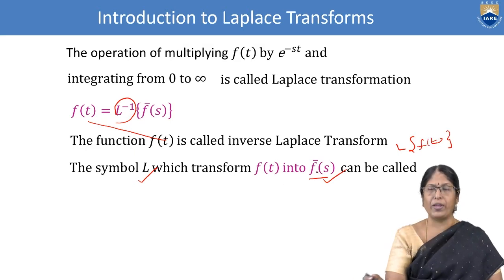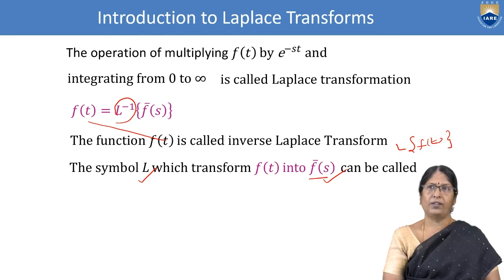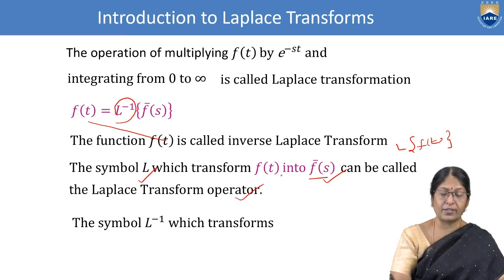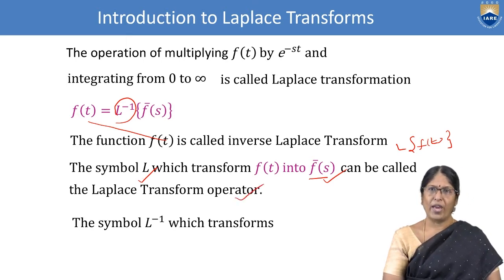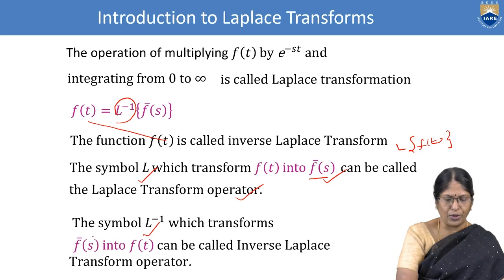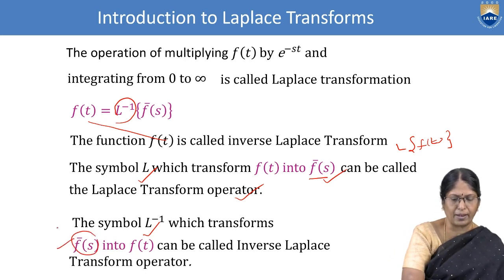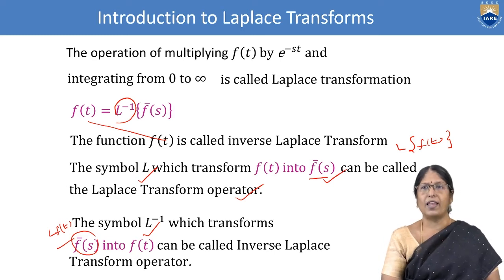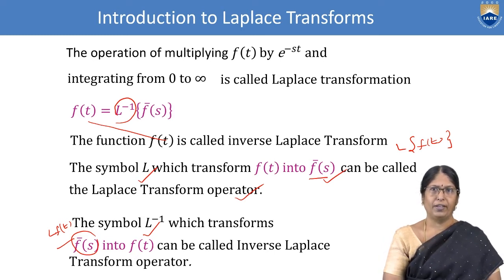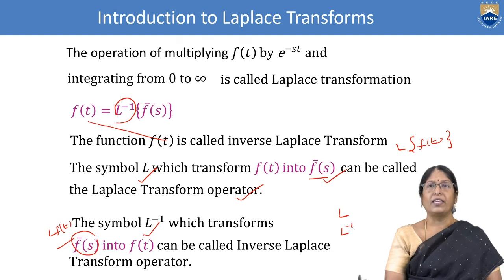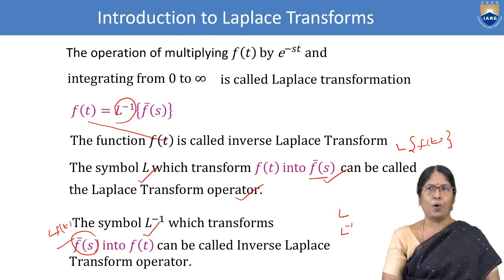The work which is done by capital L, transforming f of t into L of f of t, is called the Laplace transform operator. Whereas the symbol L inverse, which transforms f bar of s, that is L of f of t, back to f of t, is called the inverse Laplace transform operator. L is the Laplace transform operator. L inverse is the inverse Laplace transform operator.